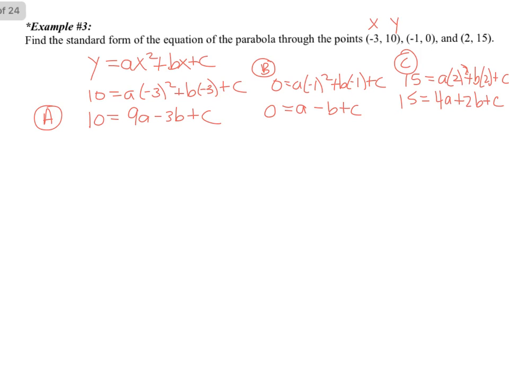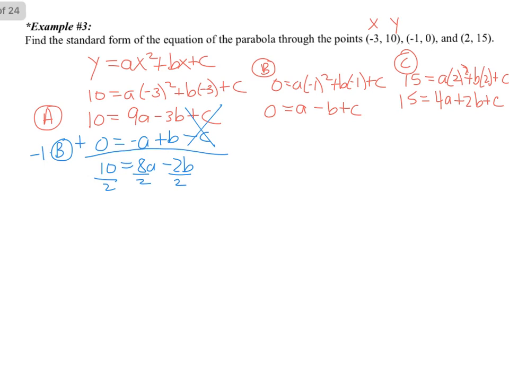So to do that, I'm going to take negative 1 times equation B and put it under equation A. So I'll have 0, because 0 times negative 1 is still 0, negative a, positive b, minus c. So that now I can add straight down. 10 plus 0 is 10. 9a take away 1a gives me 8a. Negative 3b plus 1b gives me negative 2b. And c plus negative c is 0. Eliminated on purpose. These are all even, so I'm going to go ahead and reduce it by 2 to make it as simplified as possible. And so that is equation D.